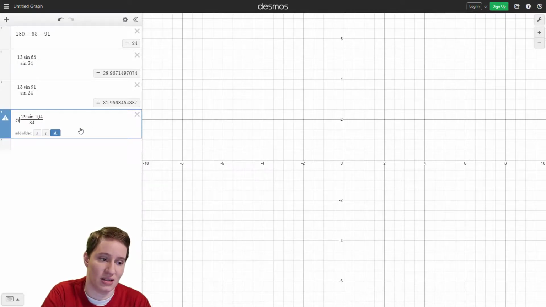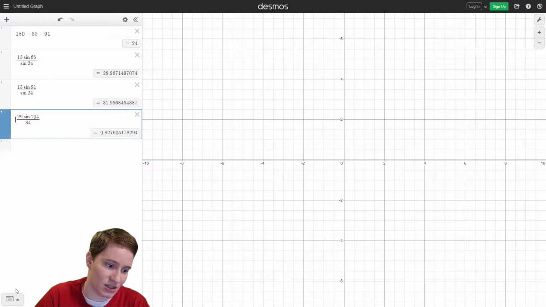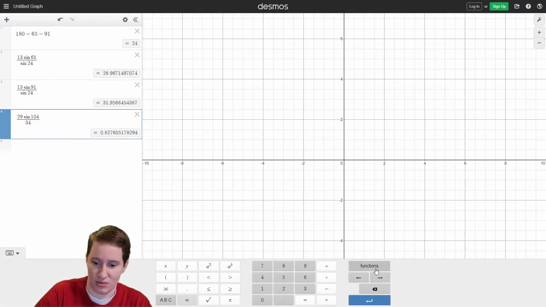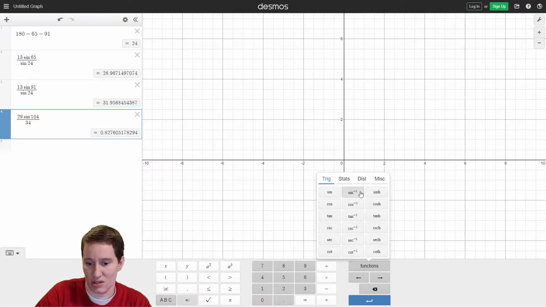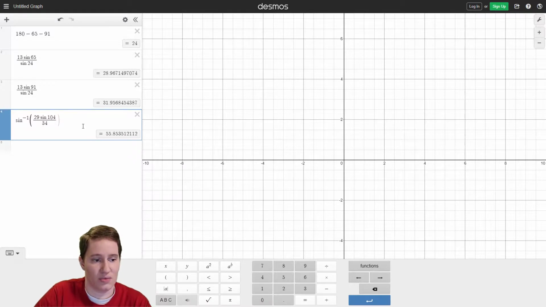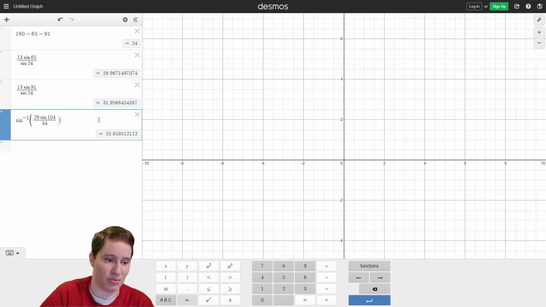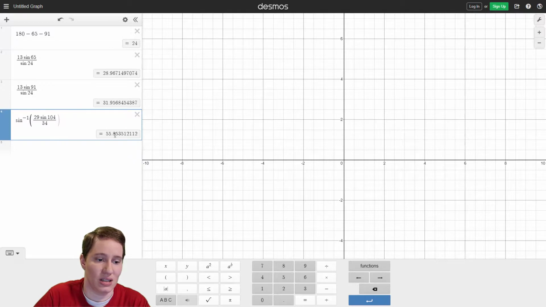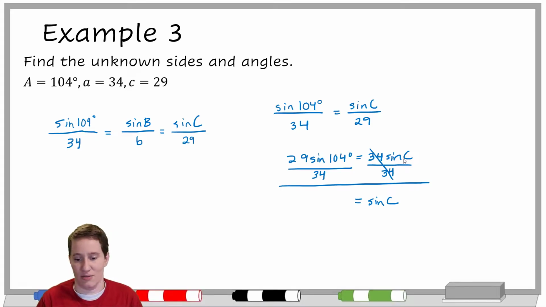If you're on Desmos, I think I need to come down here and go to functions to grab the inverse function, which is the sine to the negative 1. And that was really nice. It put the parentheses and everything like we needed it. I couldn't just do second sine of my answer on a separate line, so I put it around what I just did. So this looks like 55.85 degrees. So 55.85 is C.